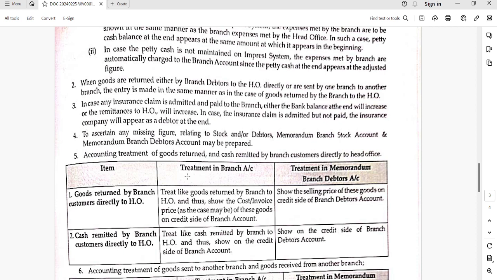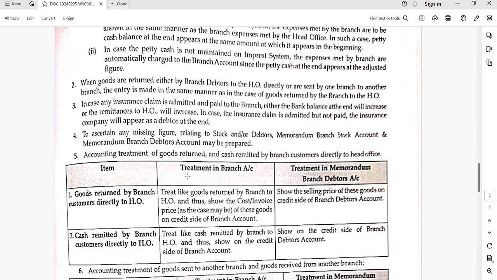We already discussed goods sent to branch, returned by the customer directly to the HO. The same way, the credit side of the branch account we should record it. And in the memorandum branch debtor, the selling price of the goods on credit of the branch debtor. So we know that when goods have been returned, we show the return in the branch debtor account.